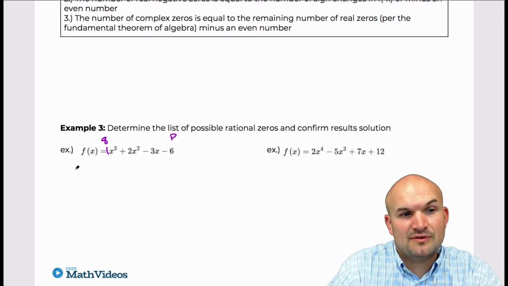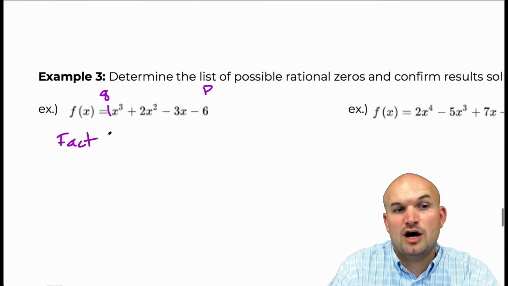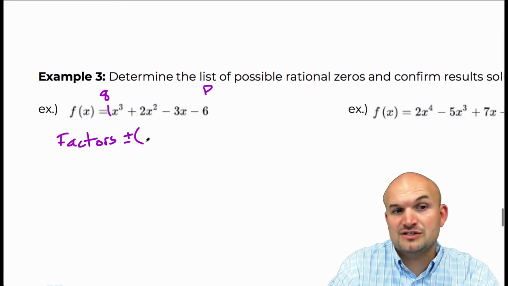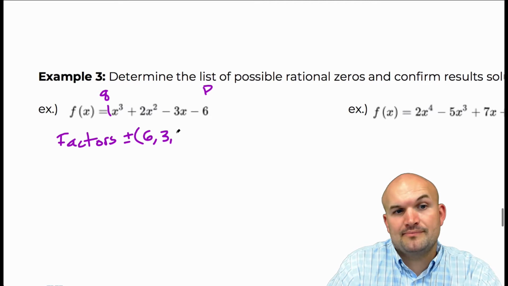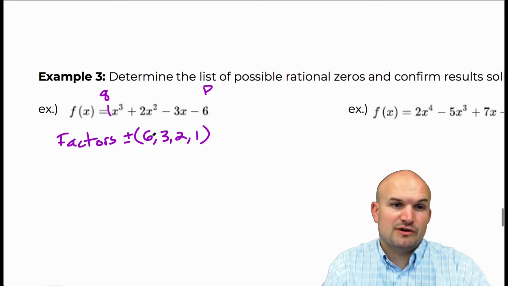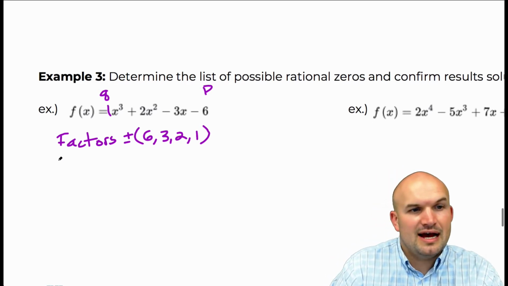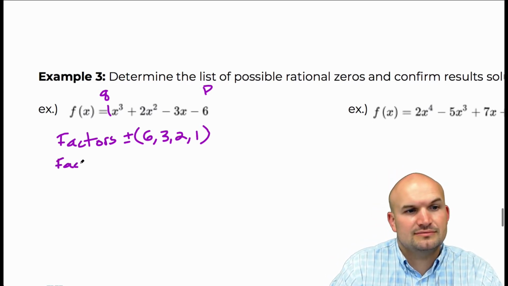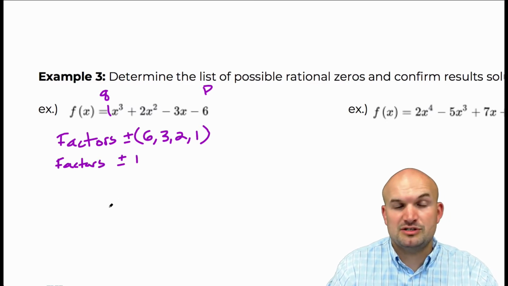So let's list out the factors of our P. Again, these are all going to be plus or minus, so I'm going to put plus or minus on the outside. Factors of 6, so let's start with the highest: 6, 3, 2, and 1. Now you could write plus or minus for each one of those, but I like to just write it first. And then let's do the factors of our Q, which is basically just going to be plus or minus 1.